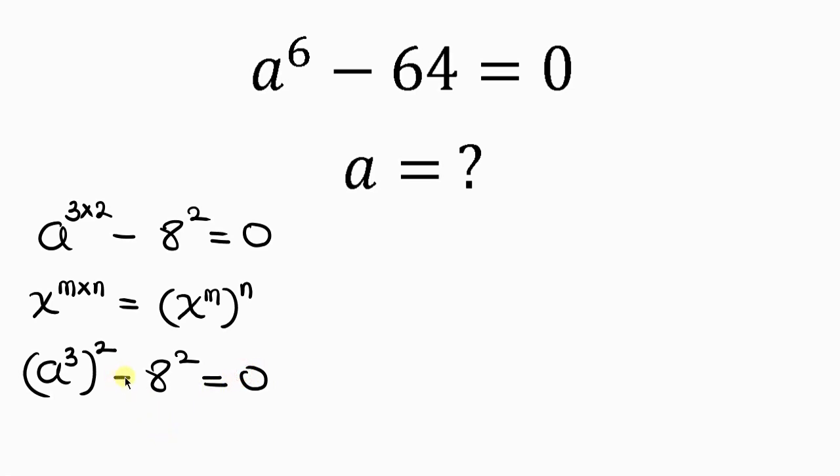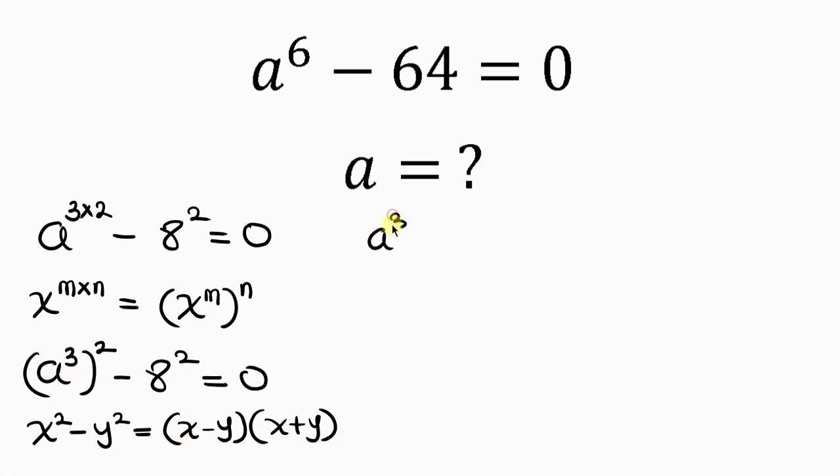Now notice that we have difference of two squares. And difference of two squares, for example, can be expressed as x squared minus y squared is equal to x minus y times x plus y. So let's express this like this. So that means we're going to have a cubed minus 8 times a cubed plus 8. So we've been able to express this difference of two squares like this. And this is equal to 0.